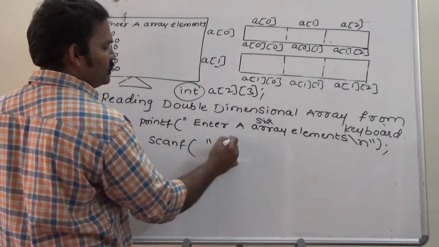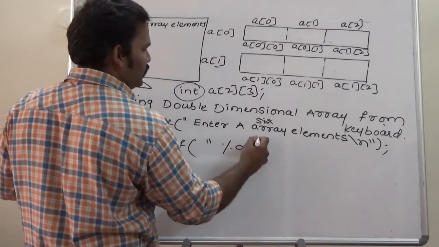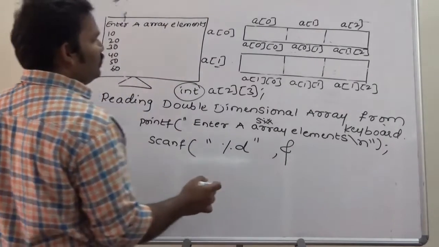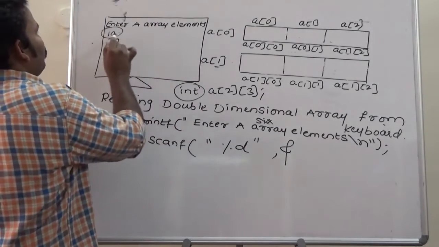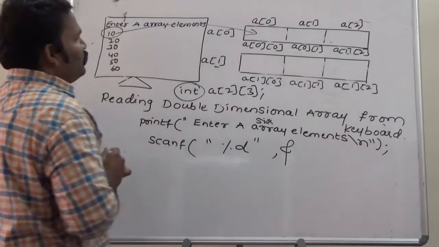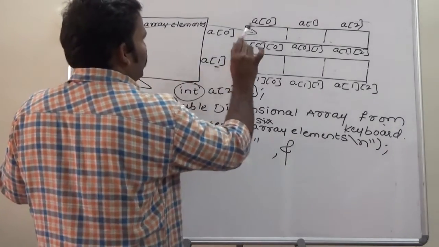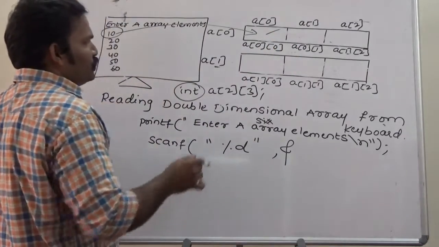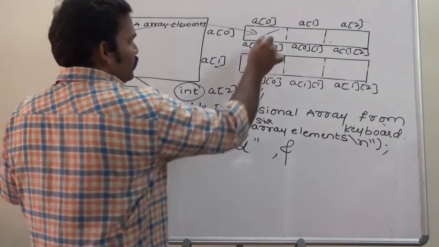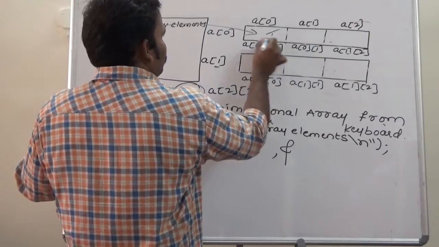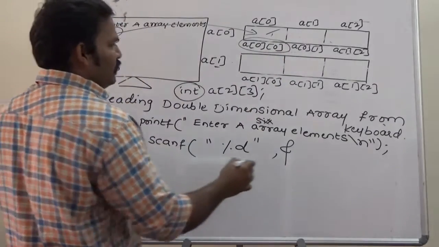So what is the format specifier of int? %d, comma, and then the address. First we have to read the first element and store it into the first location. So what is the index of the first location? A[0][0].